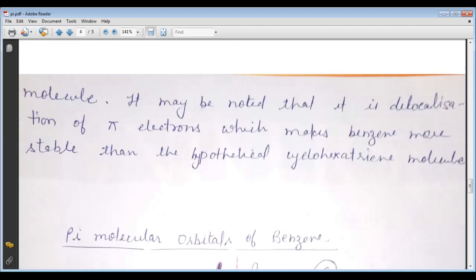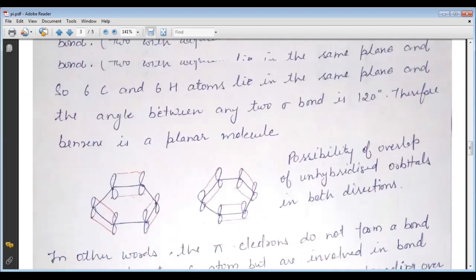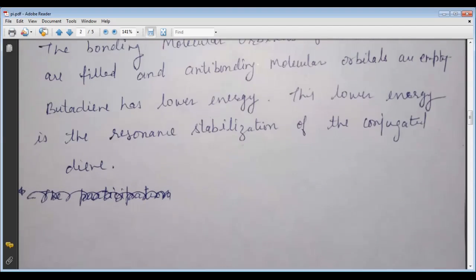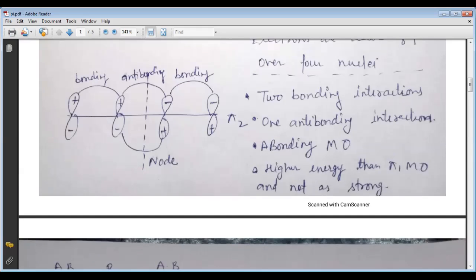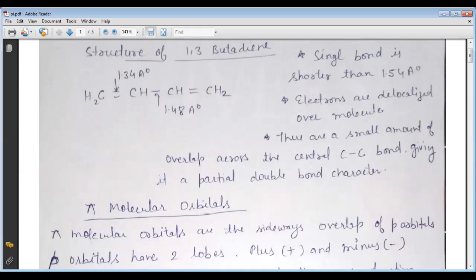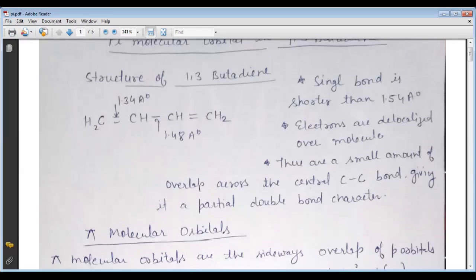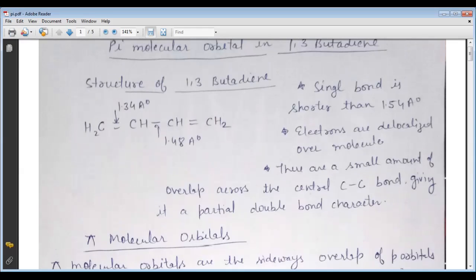Okay, so this is the pi molecular orbital of the benzene and the 1,3-butadiene. A short revision of this topic. Firstly, we know the structure of the benzene, and we know how the pi molecular orbital is formed. When the atomic orbitals overlap, there is the formation of the molecular orbital, but only those orbitals which are perpendicular to the molecular axis.